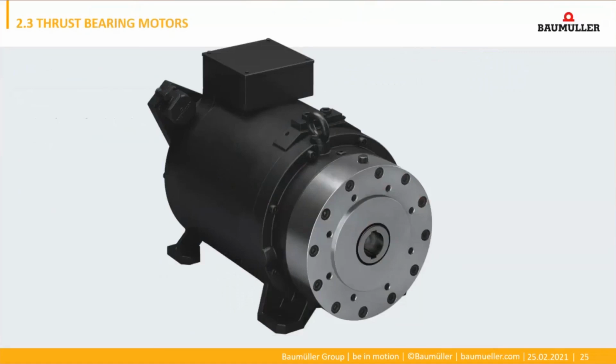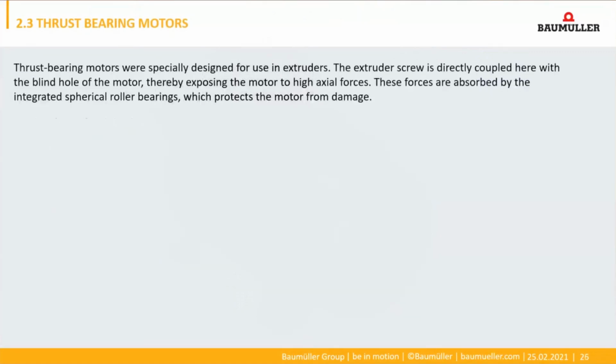Now we come to the thrust bearing motors. Thrust bearing motors were specially designed for use in extruders. The extruder screw is directly coupled here with the blind hole of the motor, thereby exposing the motor to high axial forces. These forces are absorbed by the integrated spherical roller bearing, which protects the motor from damage.